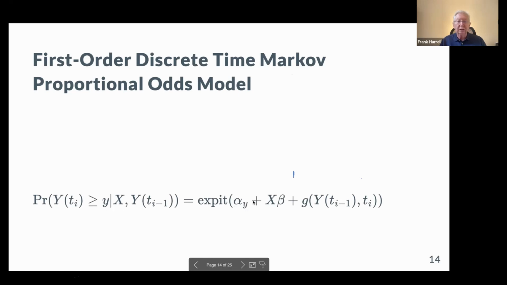So you can see these are intercepts, and you have a separate intercept for every possible level of the outcome other than the very first level. So once you get to the second level and above, all of those have their own intercept. These intercepts can be unequally spaced, and that's a property of having an ordinal model.